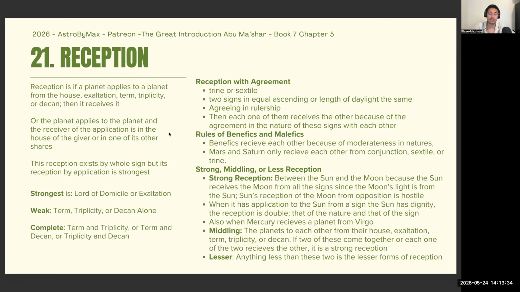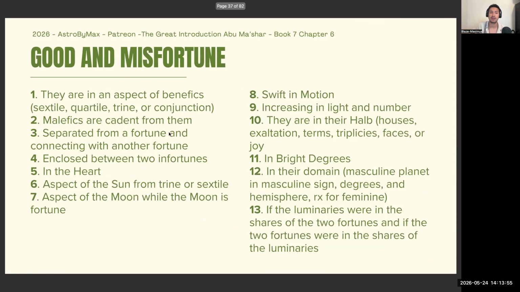And the middling type of reception here is the planets to each other from their house, exaltation, term, triplicity, or decan. If two of these come together, or each one of the two receives the other, it is a strong reception. But anything less than those two is the lesser forms of reception. And this takes us to types of good and bad fortune of the planets now.